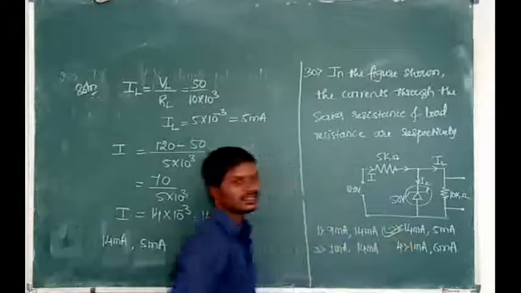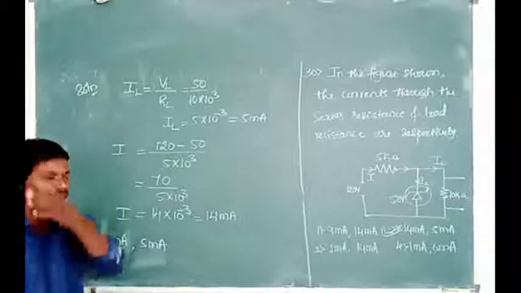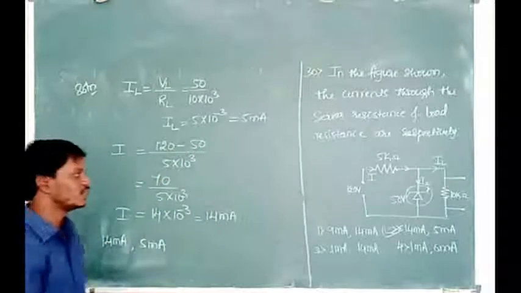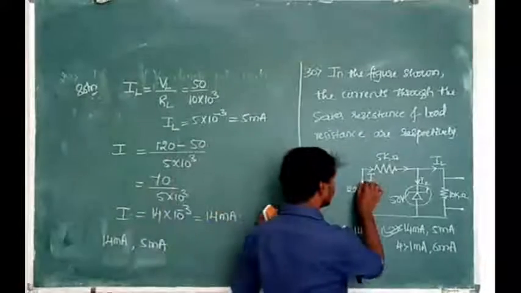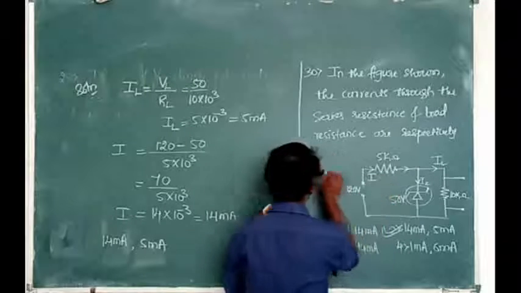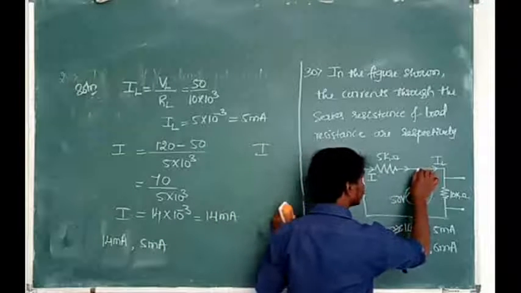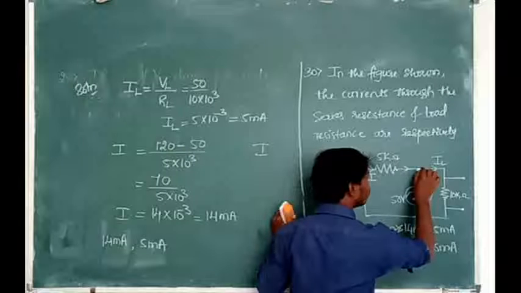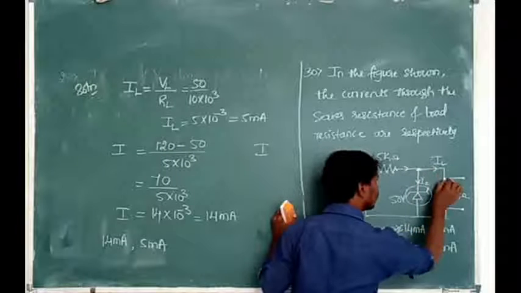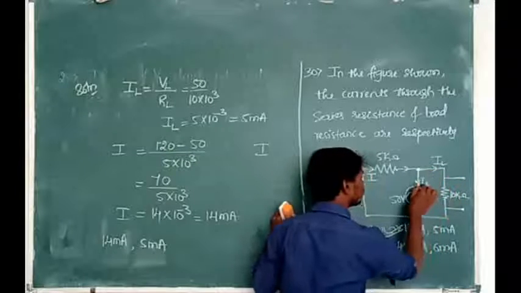Then what about the current through the Zener diode? How to find the current through the Zener diode? See here, the current from this source is how much? That is I. And this current here splits into two parts. One current flows through the load resistance, another current flows through the Zener diode.